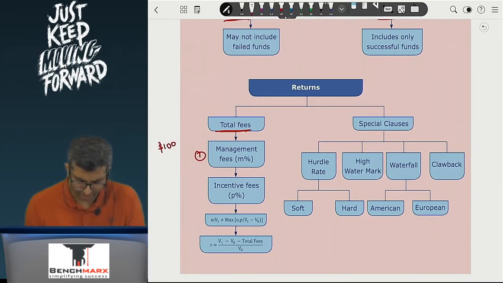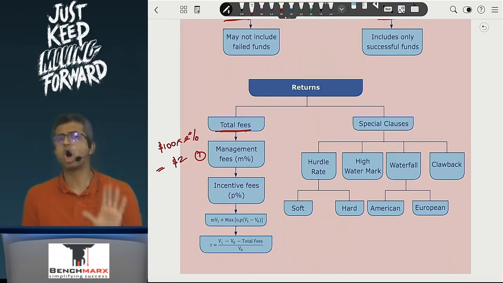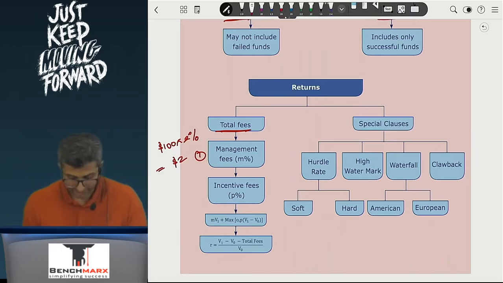Total fees can be made up of management fees. Usually this is a percentage of the committed capital. So if there is $100 million at 2%, that is 2. Again, this can be 2% of the opening or the closing. You have to see the question, though most questions of the institute we have seen are based on closing. Second, there are incentive fees.